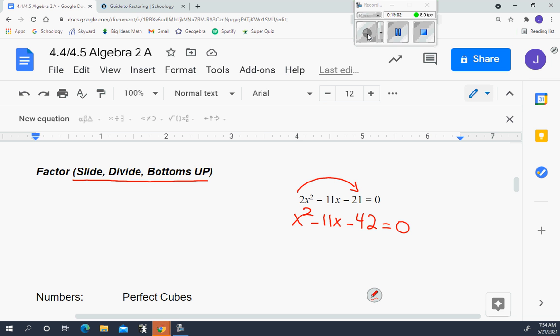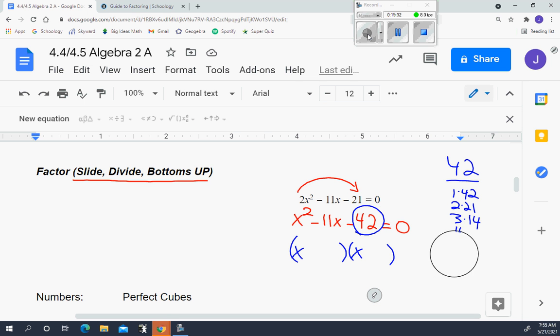Okay, now, a trinomial with nothing in front. We know how to solve this. It's 2 binomials. x times x. We have to look for the factors of 42. 1 times 42. 2 times 21, 3 times, is it 14? 4, no. 5, no. 6 times 7. And look for what adds up to negative 11.